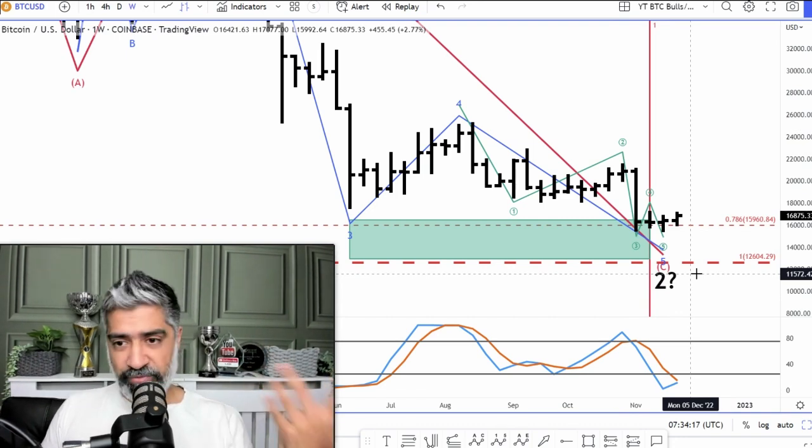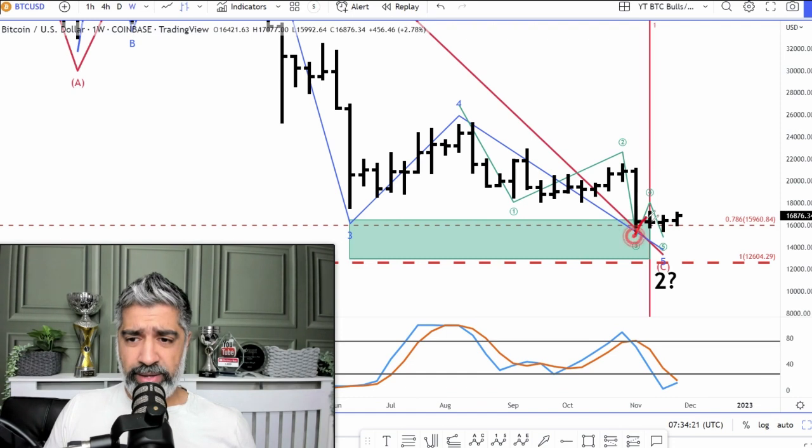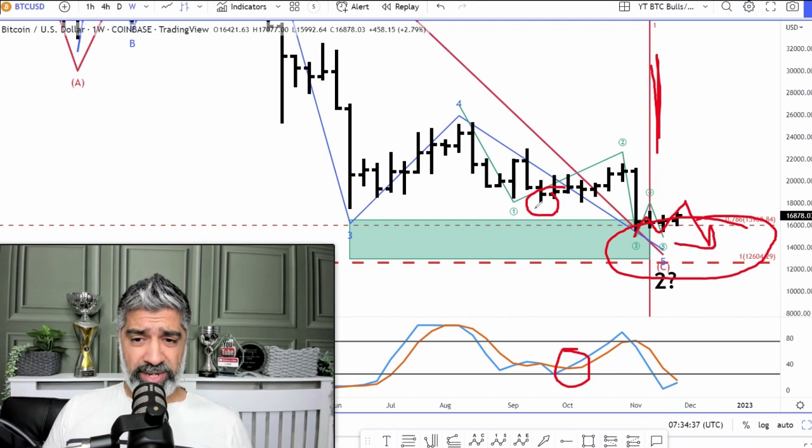Now we don't know, right? It might just end up being a bit of an ABC correction and then a follow through to the downside. But we're in this price zone. We're past the 100% price projection of the 2018 correction. But look at the momentum, right? Now, okay, look, the momentum went bullish here. That doesn't mean it was going to continue. It just meant some sideways to up movement.